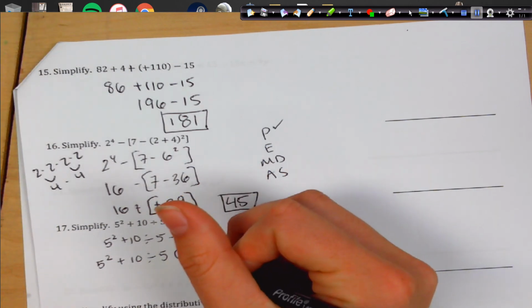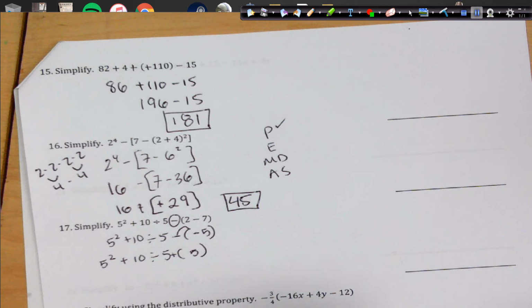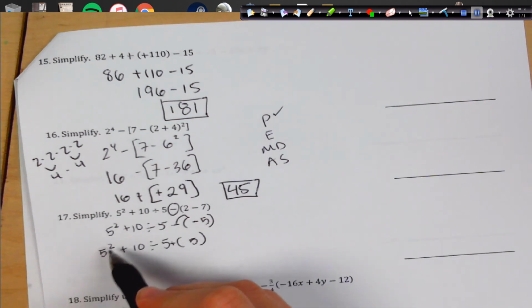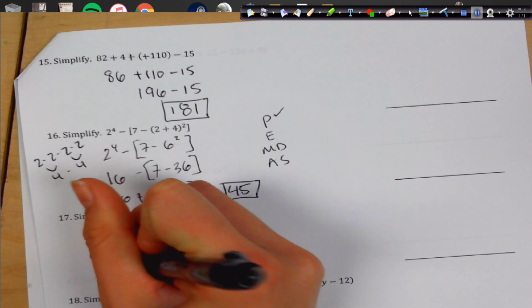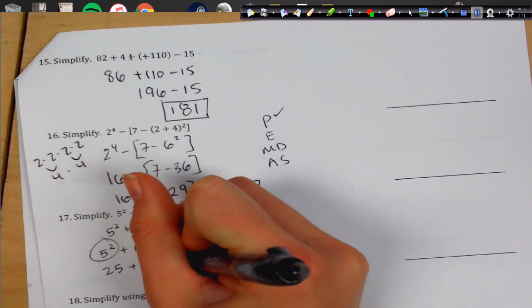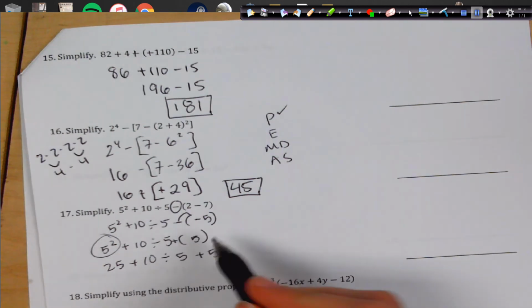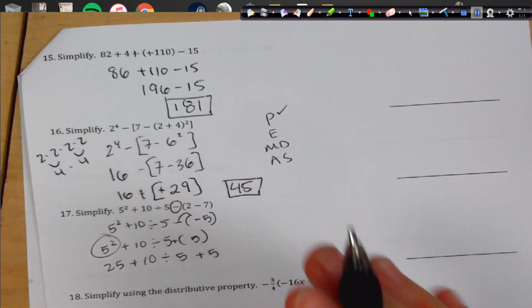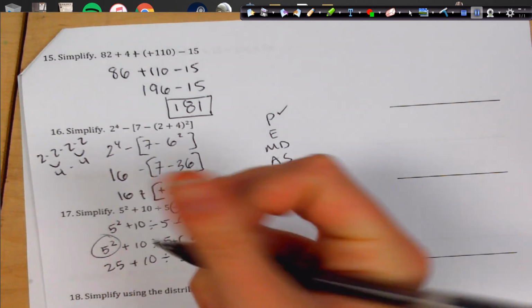There's a plus sign in between there, so yeah. So we're gonna do exponents next, because you know PEMDAS. We got 25 plus 10 divided by 5 plus 5. Then we gotta make sure everything. Oh, we gotta do division next. Just kidding. It's been a while since I've done algebra, guys.